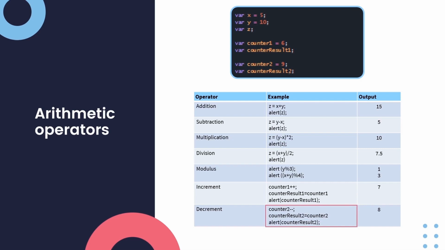Likewise, with decrement, it's exactly the same thing. We've got a variable counter 2, which we are decrementing. We've assigned that variable to counter result 2, and then we've alerted the result, which gives us 8. And this makes sense once again because counter 2 is initially equal to 9, but once we decrement it or subtract 1 unit of value, we get 8.